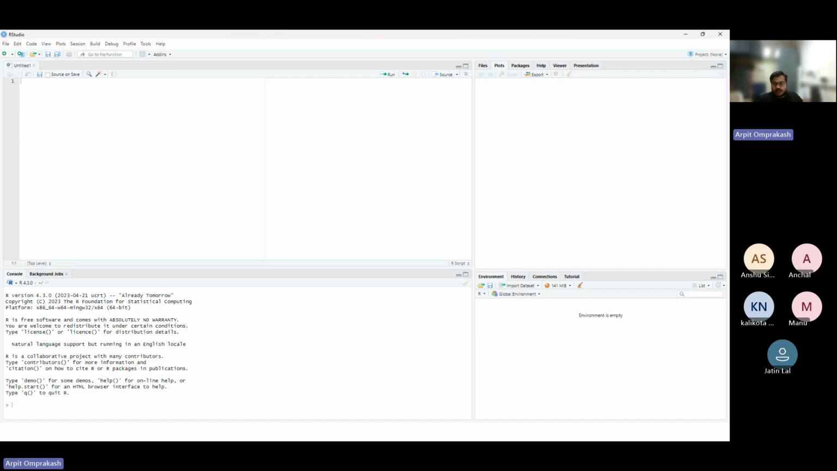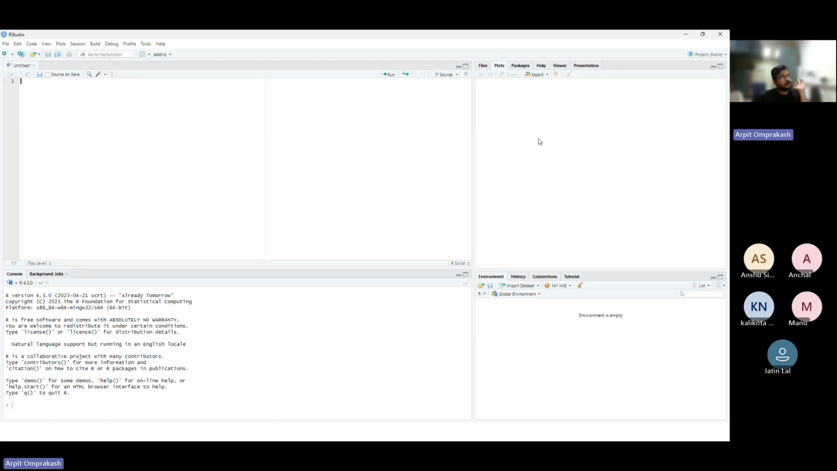Can you guys see the screen? Okay, once we talk about RStudio, we'll go back to the questions, right? For whoever has missed something, we can just cover that again.